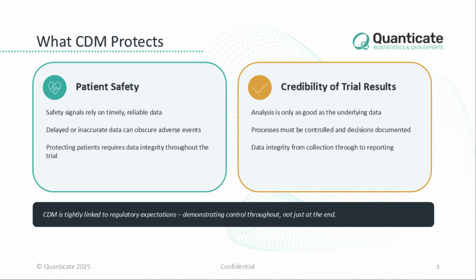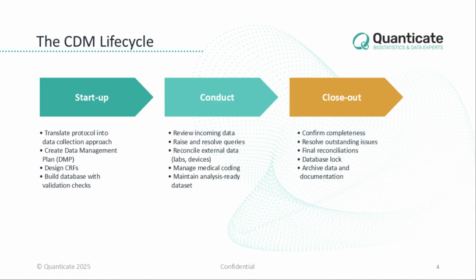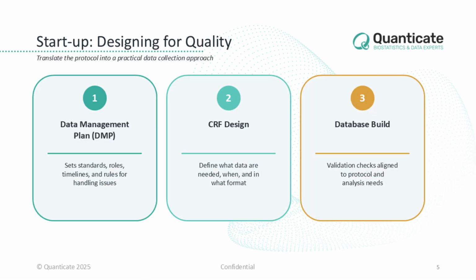Across a study lifecycle, that work usually falls into startup, conduct, and closeout. At startup, the protocol is translated into a practical data collection strategy. Teams decide what data need to be collected, when they need them, how they will be reviewed, and how issues will be handled. This is where the data management plan, or DMP, becomes important. It sets the standards, roles, timelines, and working rules for the study. Case report forms, or CRFs, are designed at this stage as well, and the study database is built with checks that reflect both the protocol and the intended analysis.